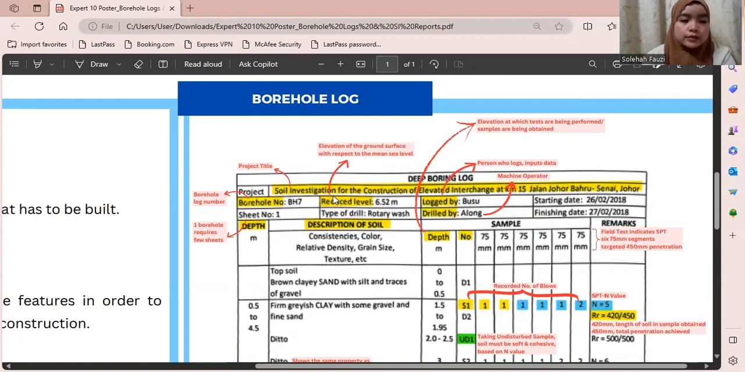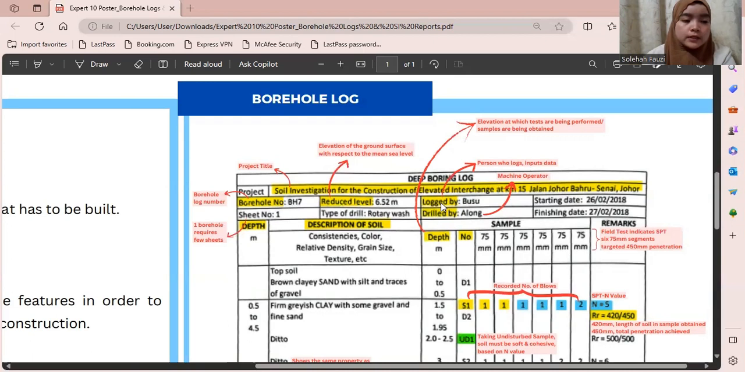From the poster that I shared with you, on the right side is the example of a borehole log. All the values in this borehole log are filled in millimeters, except depth, which is in meters. From the top, it is the project title. You need to fill in the project title at the space provided. For borehole number, you need to write the number of boreholes that you observed at that time, like stated here. Reduced level is the elevation of the ground surface with respect to the mean sea level.